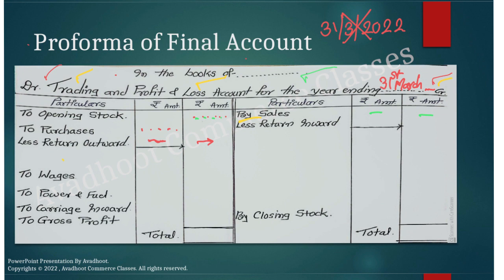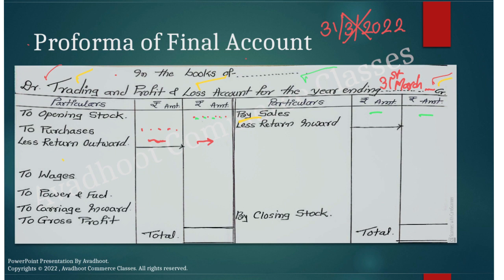Next, there is wages. "To wages". Wages means what? There are two types of people in the offices, blue collar people and white collar people. The persons who work on the machineries are called blue collar people, and whatever we pay to them is called wages, which is paid weekly, fortnightly or monthly. Whereas white collar people get salary, because they work in the offices, and that goes to the profit and loss account.